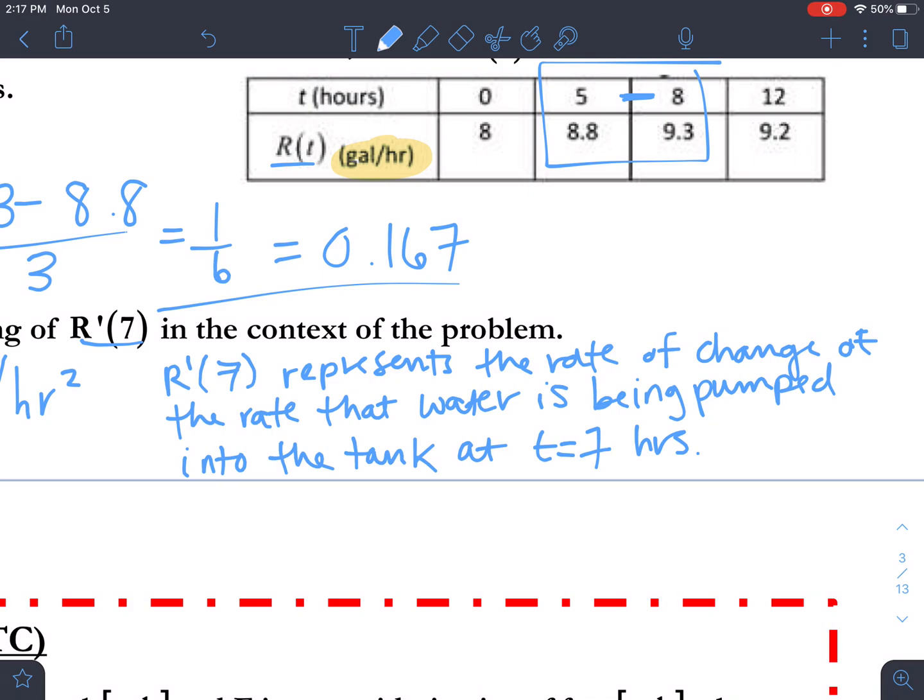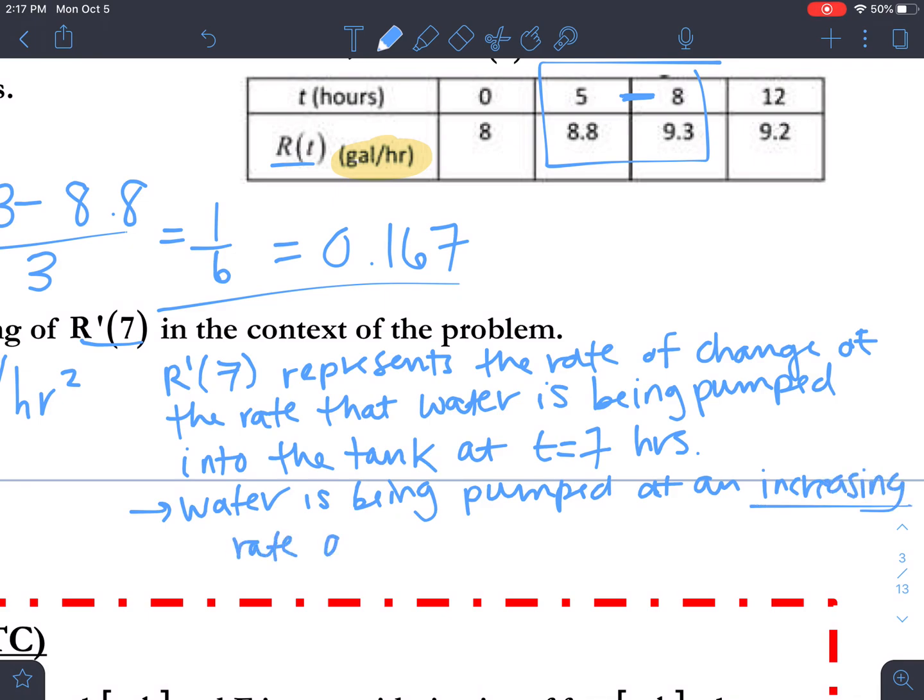Now, another way to think about this, and another way we're going to write it, so again, we wrote it's the rate of change of the rate, so how is the rate of water changing that's entering the tank? We could also say that water, and this is important, water is being pumped at an increasing rate at t equals 7 hours in gallons per hour squared.